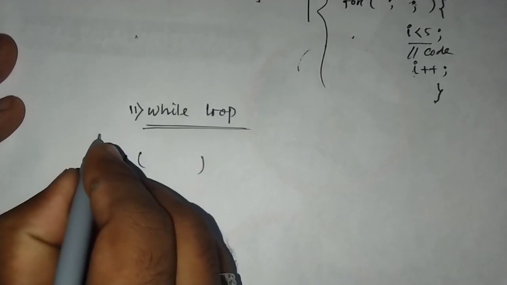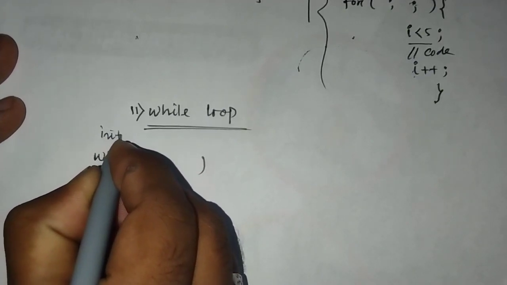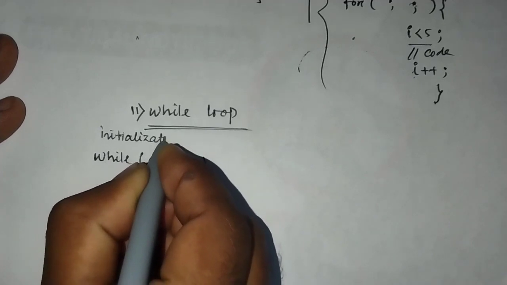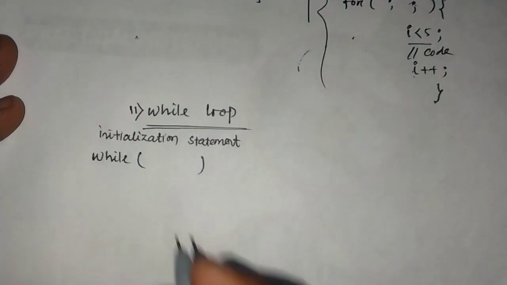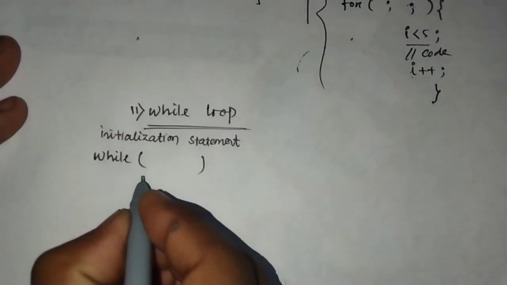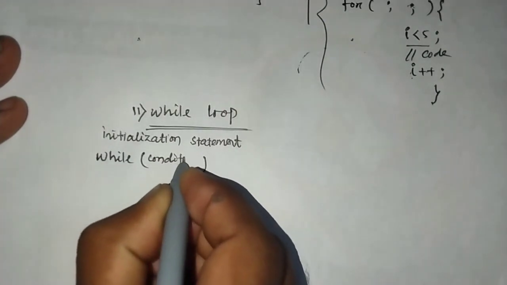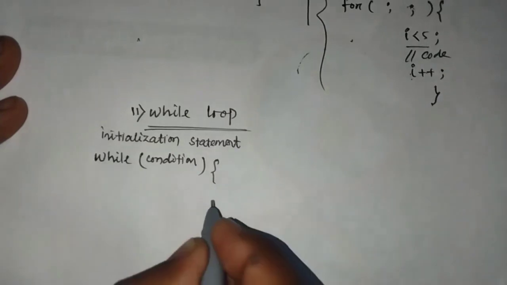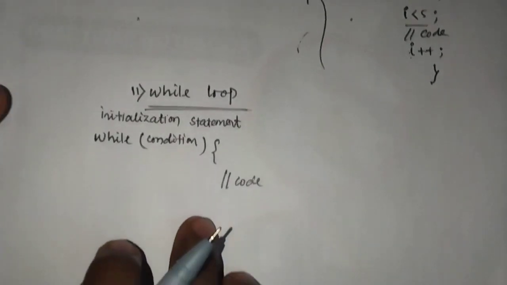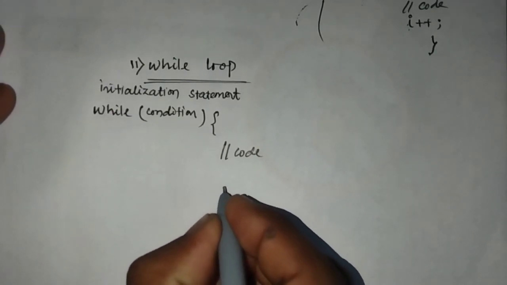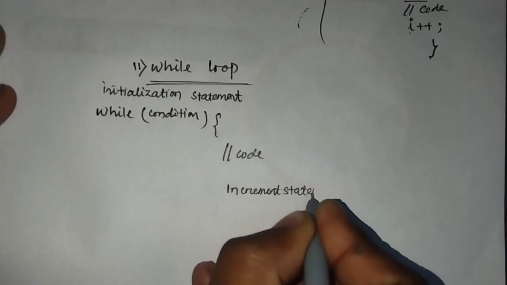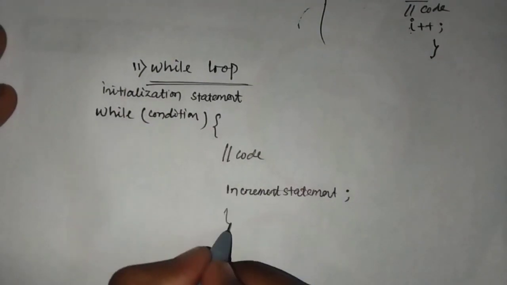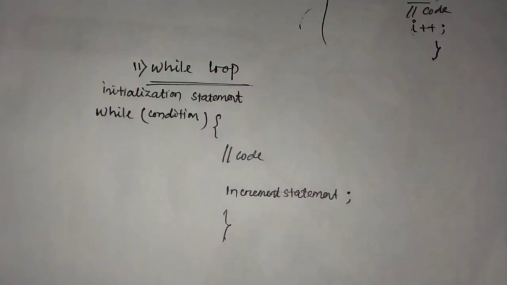while: first of all, the initialization statement, okay, then the condition will be checked, then your code, after that the increment statement. Okay, how does it work?